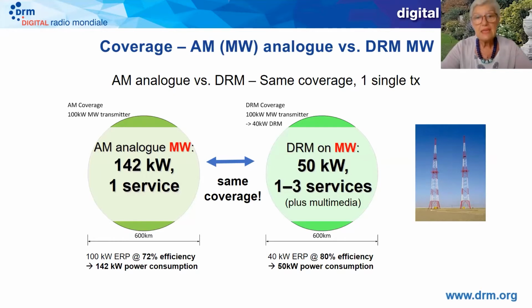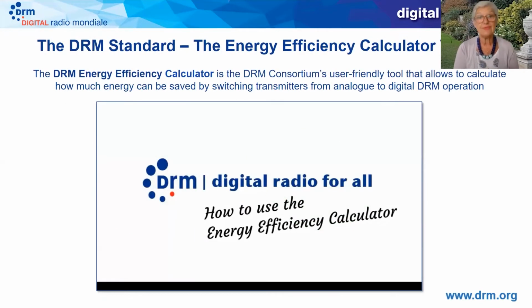Now, the same transmitter in DRM uses 40 kilowatt DRM, 50, we put it in the diagram, but it offers you up to 3 services, 3 programs, 3 channels, plus multimedia. And the efficiency is also about 80%. So more efficient, same coverage or larger coverage, and definitely more content for the listeners.